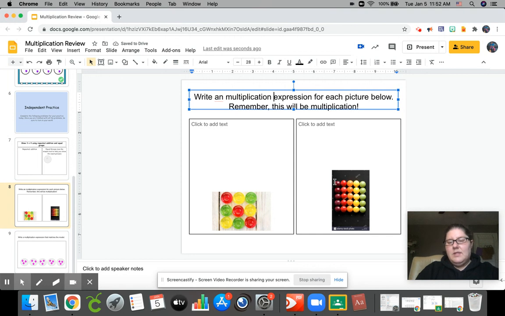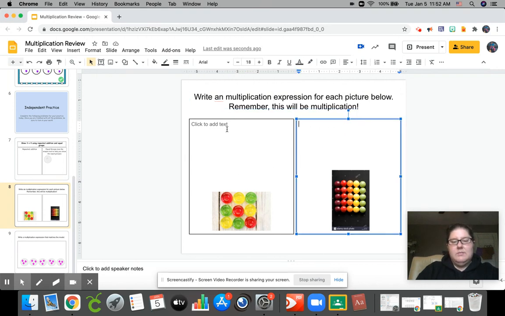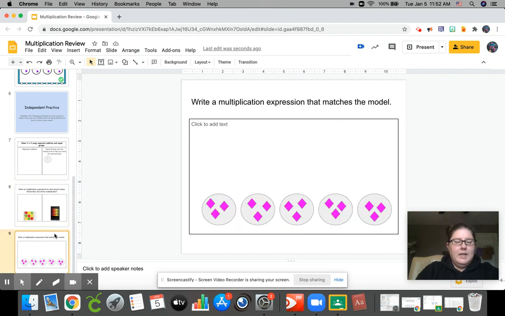Same thing with these candies over here. How many is in each column? How many is in each row? And write yourself a multiplication expression, okay? And then the last one is using the model here with the groups and how many is in each group. You're going to do the same thing, write a multiplication expression. So how many groups do you have? How many is in each group?